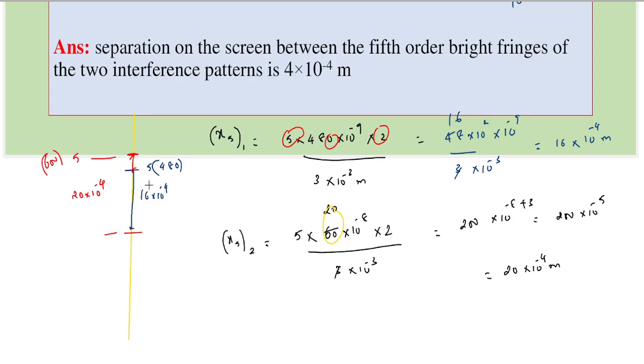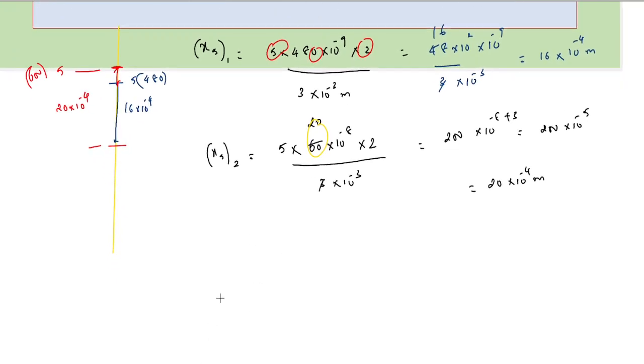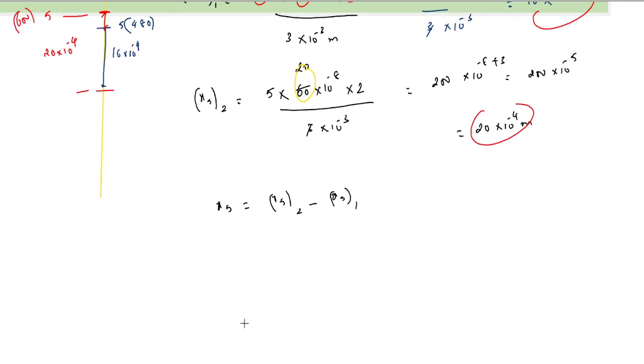We want this difference, which basically is nothing but the difference of these values. Mathematically, you can say that x fifth, or some random notation, is equal to x fifth for the second color minus x fifth for the first color, and that is equal to 20 into 10 power minus 4 minus 16 into 10 power minus 4, that is equal to 4 into 10 power minus 4 meter. This is the required answer.